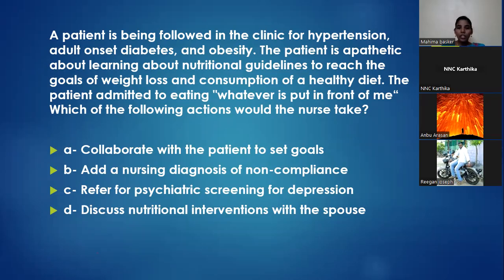Collaborate with the patient to set goals is also good, but now the patient is not doing that. Whatever is put in front of the patient, he eats. So where can you insert the nutritional guidance? It is in discussing the nutritional intervention with the spouse. Whoever is making the food should be given the nutritional intervention, if you give it to the patient's relatives, they can prepare that food for the patient. Got the point? So D is the answer. In some situation questions, you have to remember what will be best. Referring a non-compliant patient to psychiatry and so on, we cannot do. So don't choose that kind of answer.